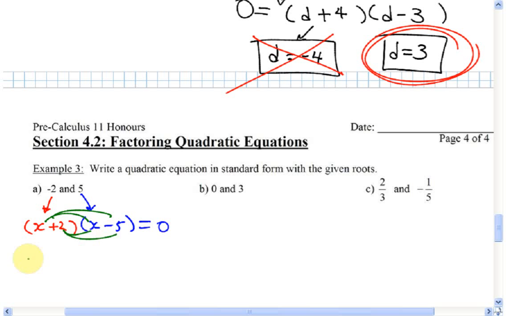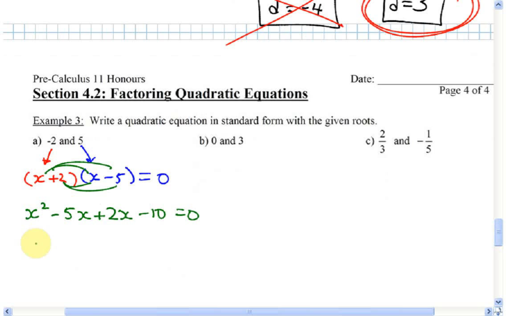X times x is x squared. X times minus 5 is minus 5x. 2 times x minus 5 is minus 10. Go ahead and simplify, and look, ladies and gentlemen, you are done.